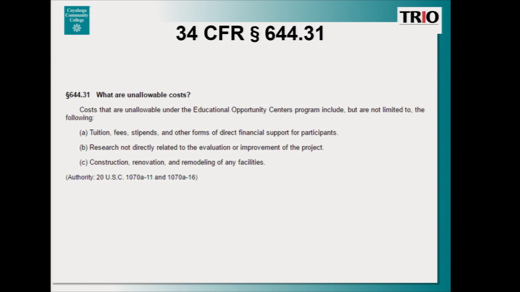644.31, or what are unallowable costs? As highlighted in the previous module, the unallowable expenses for the Educational Opportunity Centers include any tuition stipends or other forms of direct financial support for participants. And please note that only fees that are to be paid for from grant funds are those that are explicitly outlined in the section under allowable costs. Any research not directly related to evaluation of the program is not allowed, nor is the construction, renovation, or remodeling of facilities to be done with EOC grant funds.